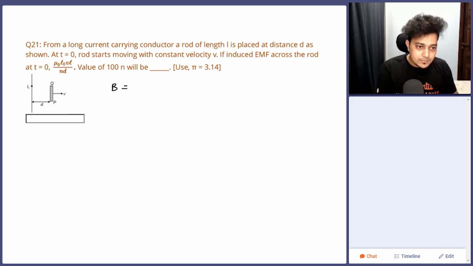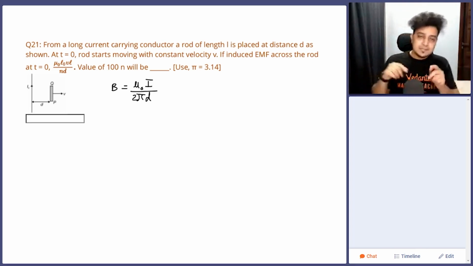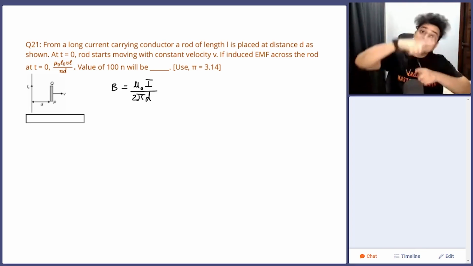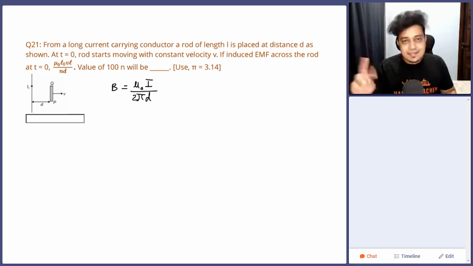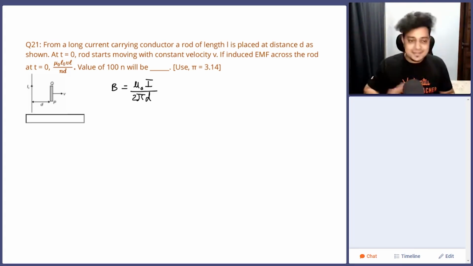Magnetic field value is mu naught I upon 2 pi D. This is for an infinitely long conductor, right? The basic formula is mu naught upon 4 pi, I by D, into sin theta 1 plus sin theta 2. For infinitely long, both angles become 90, sin 90 is 1, so 1 and 4 cancel, giving mu naught I upon 2 pi D. This is the magnetic field.